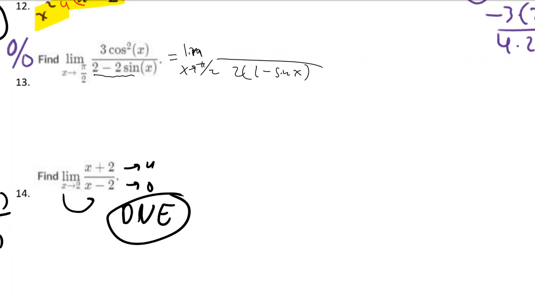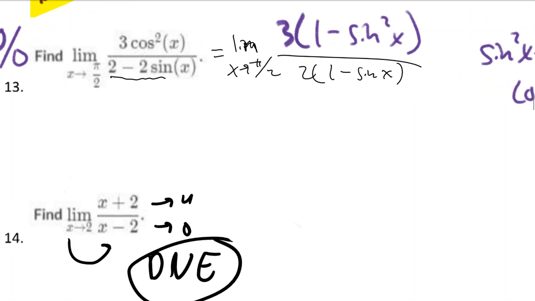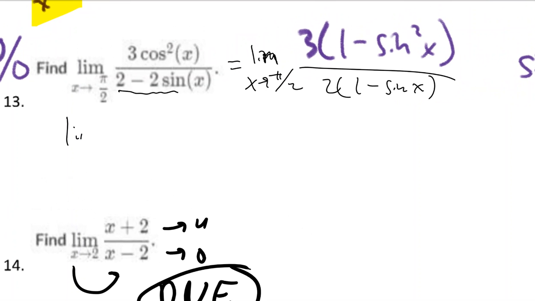So the trick to this question is using our first Pythagorean identity from last semester. Instead of saying cosine squared, we could say 1 minus sine squared. So that gets us to here.